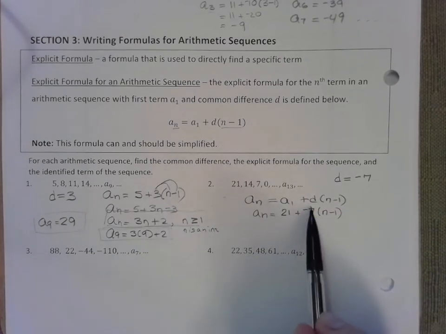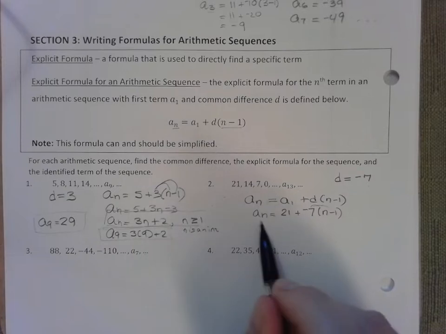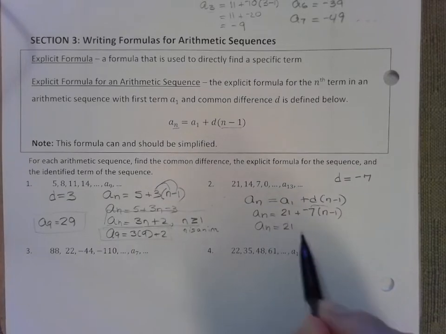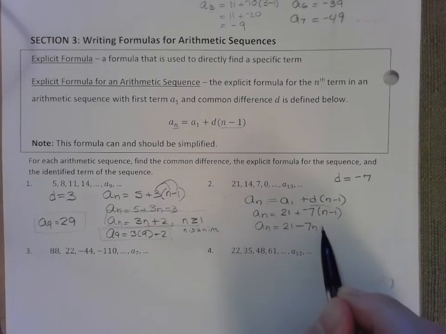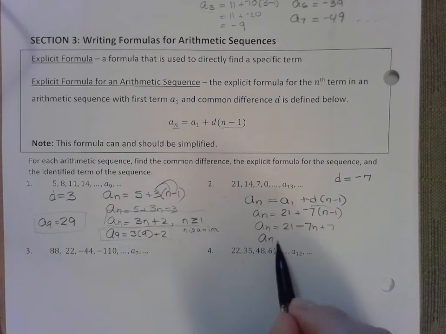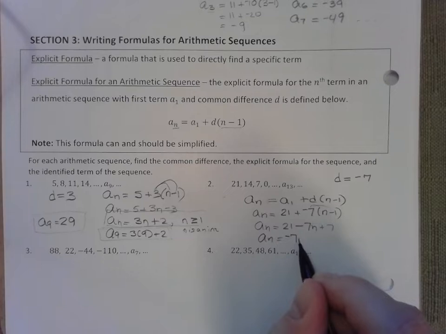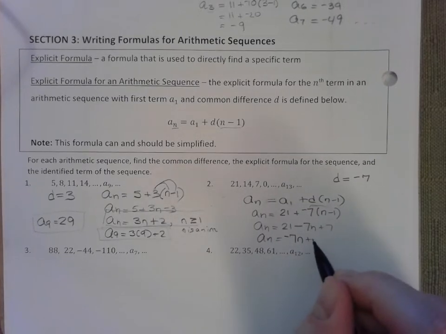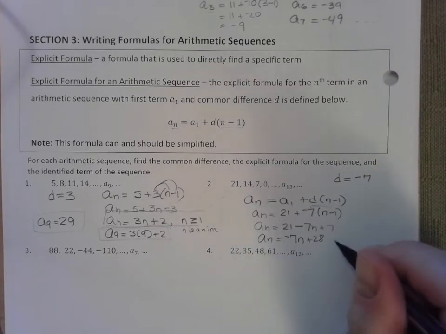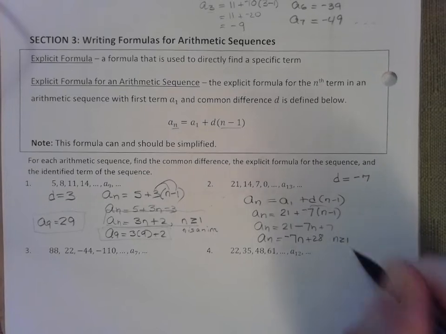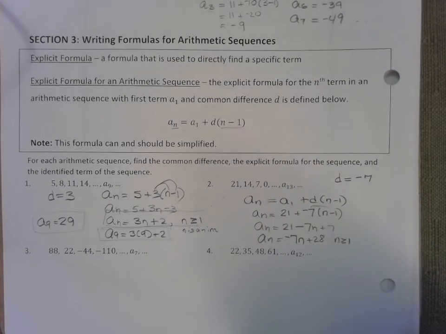I'm going to distribute and simplify this. A sub n equals 21 minus 7n plus 7. And finally finish this off. Any term is negative 7 times the term number plus 28. And this formula works when n is greater than or equal to 1, where n is an integer.